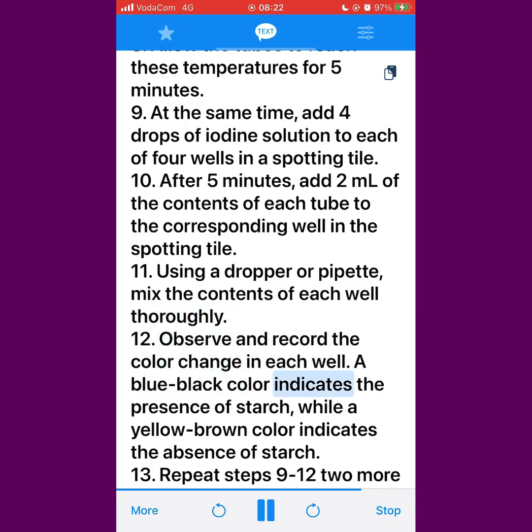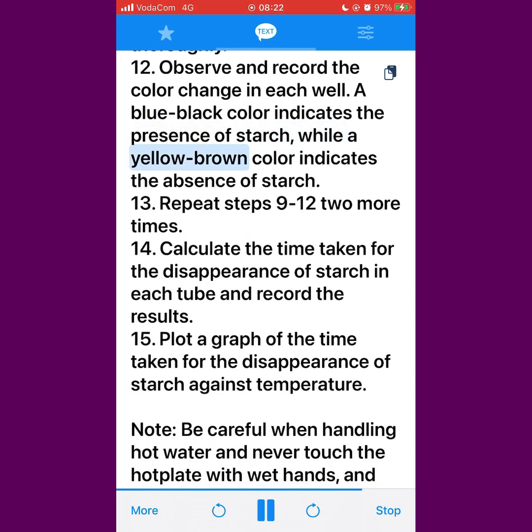A blue-black color indicates the presence of starch, while a yellow-brown color indicates the absence of starch. 13. Repeat steps 9-12 2 more times. 14. Calculate the time taken for the disappearance of starch in each tube and record the results. 15. Plot a graph of the time taken for the disappearance of starch against temperature.